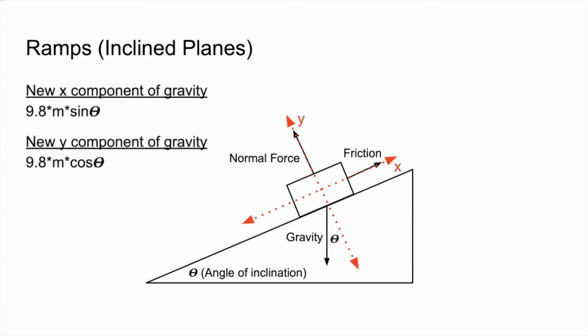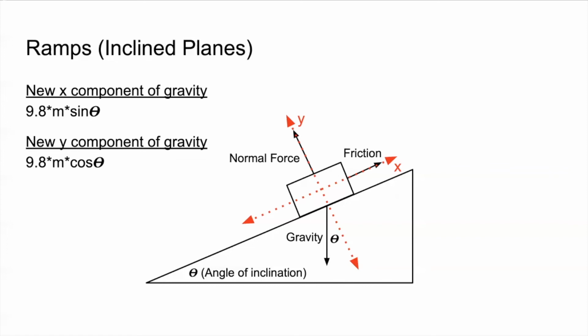So notice that theta, the angle of inclination, is also the angle between gravity and the y-axis. So the new x component of gravity is 9.8 times m, which is just the force of gravity, times sine theta, and the new y component of gravity is 9.8 times m times cosine theta.